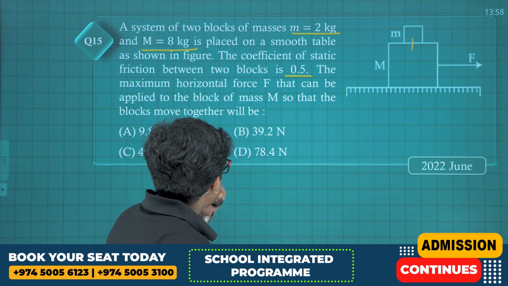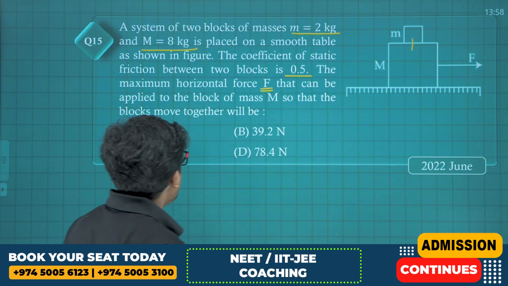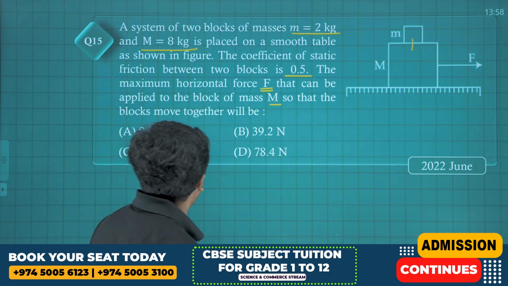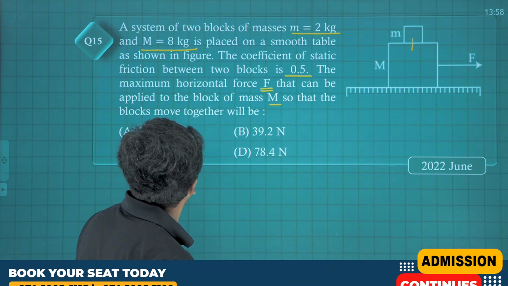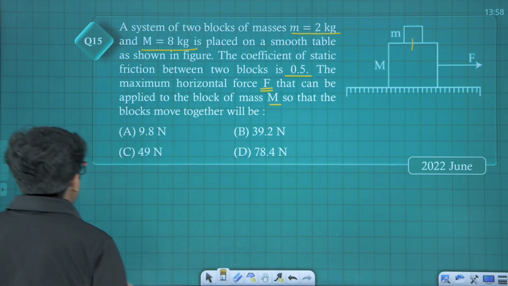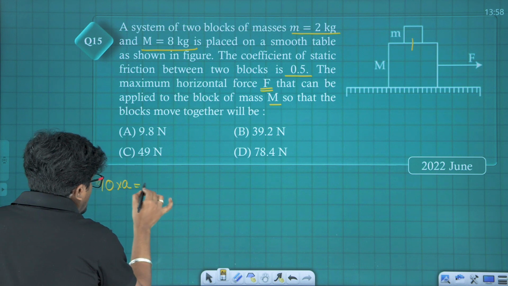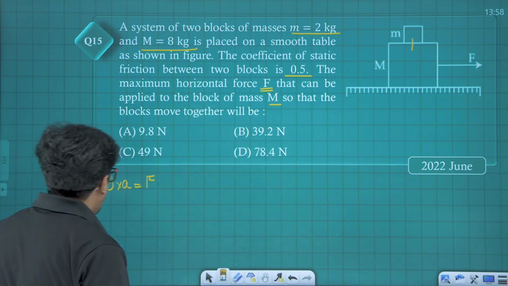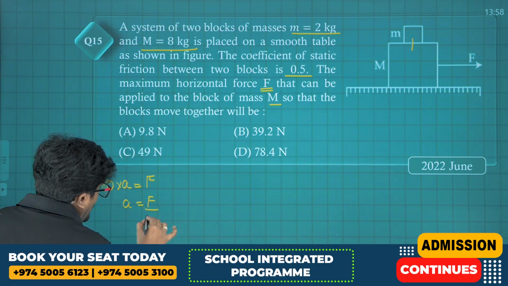Now, the maximum horizontal force capital F that can be applied onto the block of mass capital M so that the blocks move together will be. That's the question. So, altogether the mass is 10. So, 10 into A towards right is supposed to be the force F. Now, A is equal to what? F upon 10.